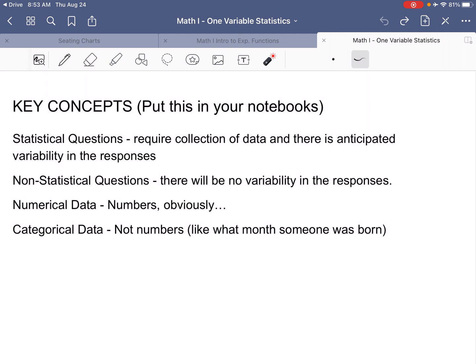Categorical question would be not numbers. And it could be kind of anything that's not numbers. So that question about what's your favorite movie, that's an example of a categorical data type question.